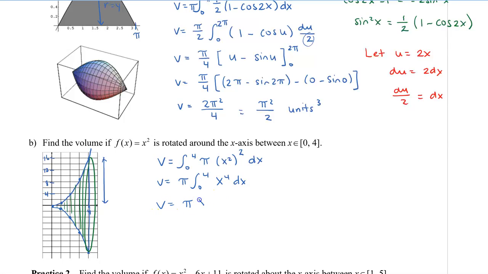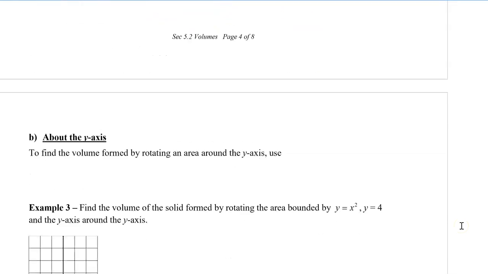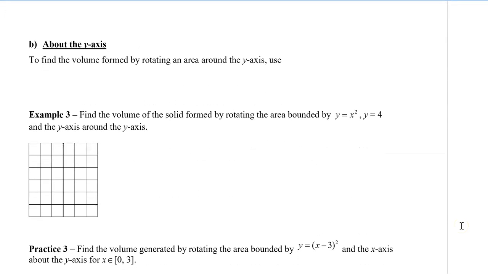So this gives us x to the power 5 over 5, integrating from 0 to 4. So we have pi 4 to the 5th over 5, which equals 1024 pi over 5 units cubed. Now, what happens if we rotate about the y-axis? So when we do that, the volume becomes the integral from c to d, and pi, this time instead of f of x, we're going to say f of y all squared dy. And then remember that c and d are now going to be y value limits.